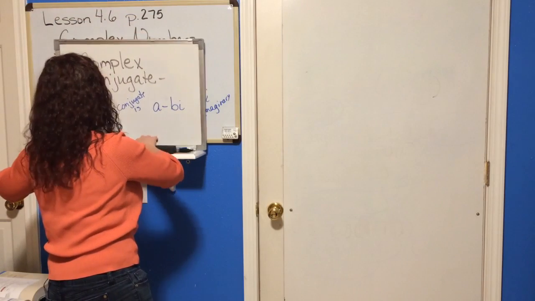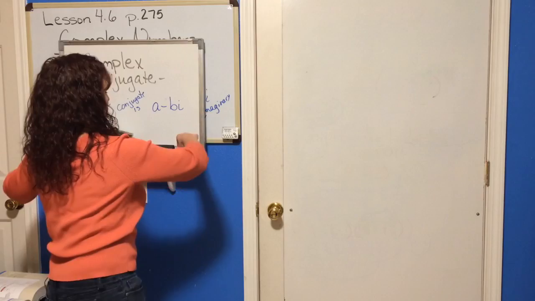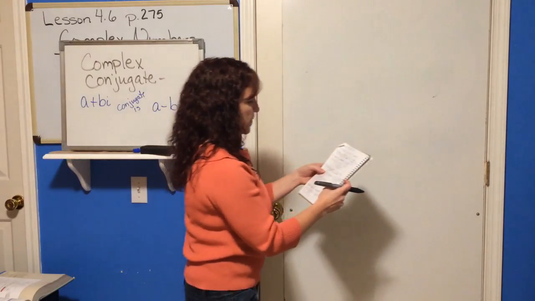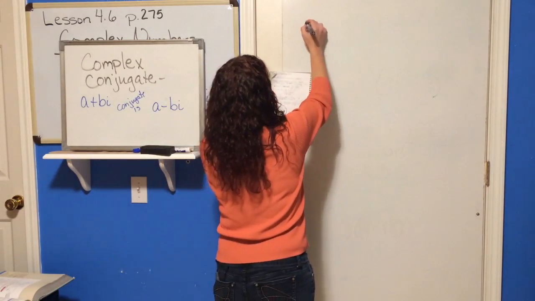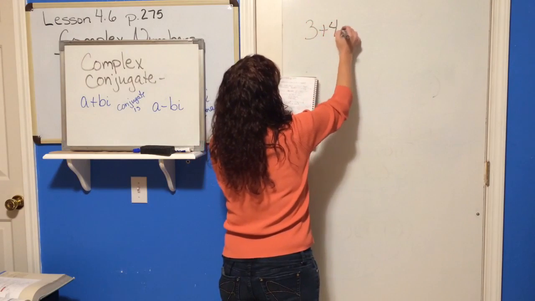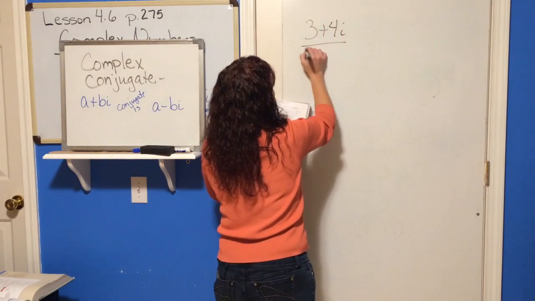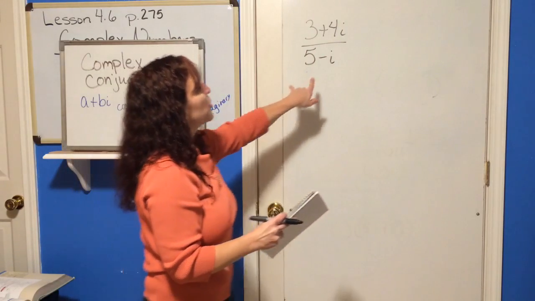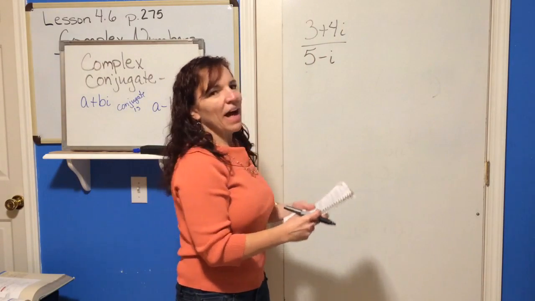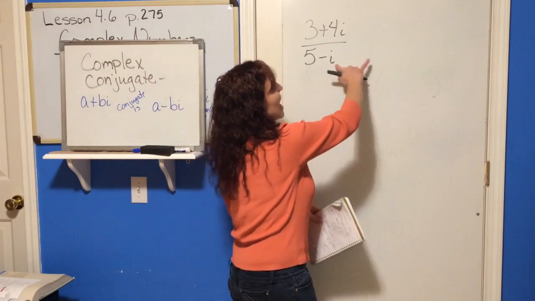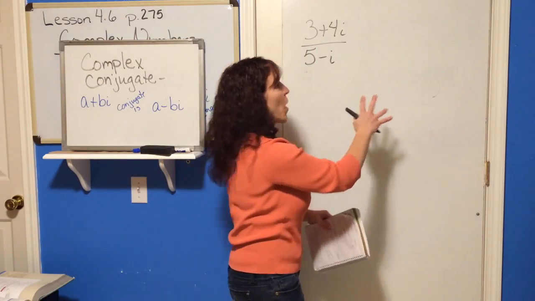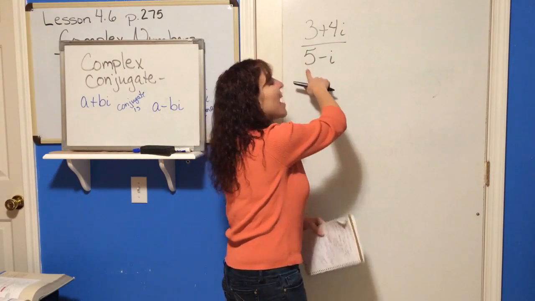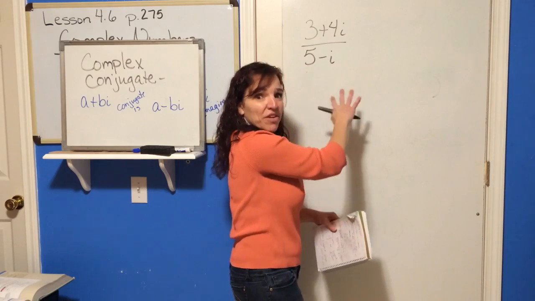All right, let's get some problems. Whew. All right. 3 plus 4i over 5 minus i. So I can't have an i in my denominator. And if I multiply by i, i times i is a negative 1, and that works well. But then all of a sudden I have a 5i because I have to multiply it by everything.